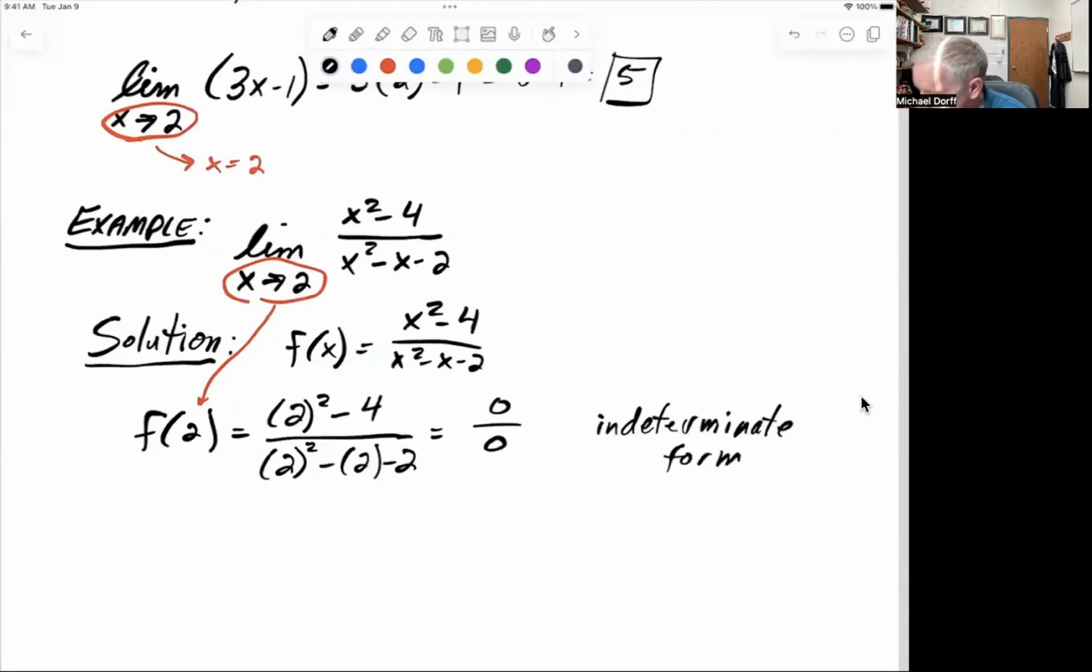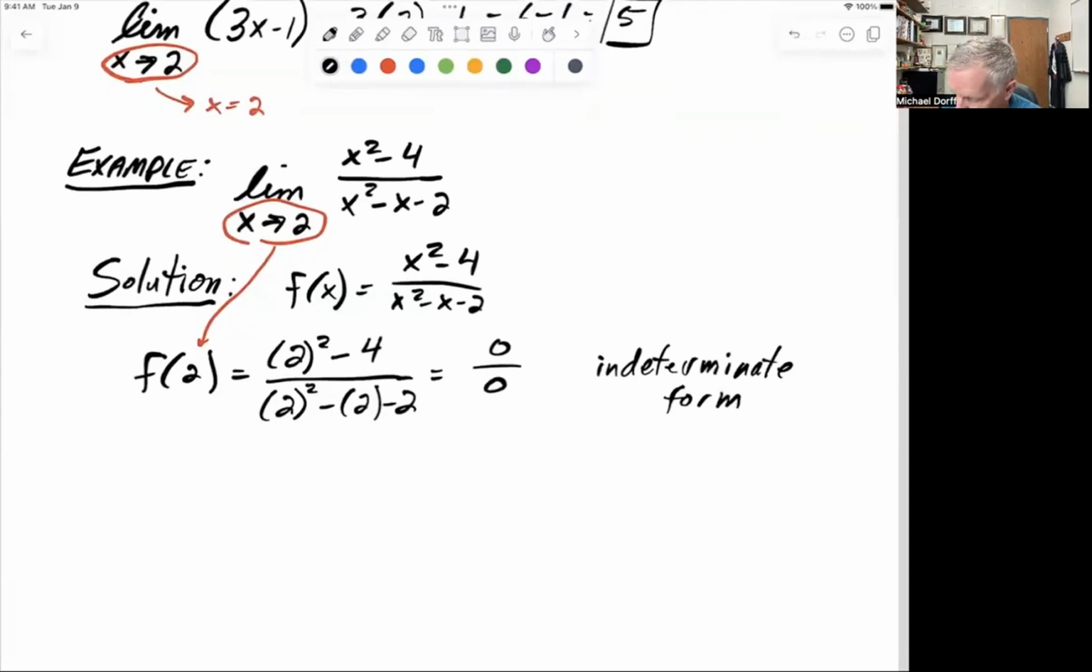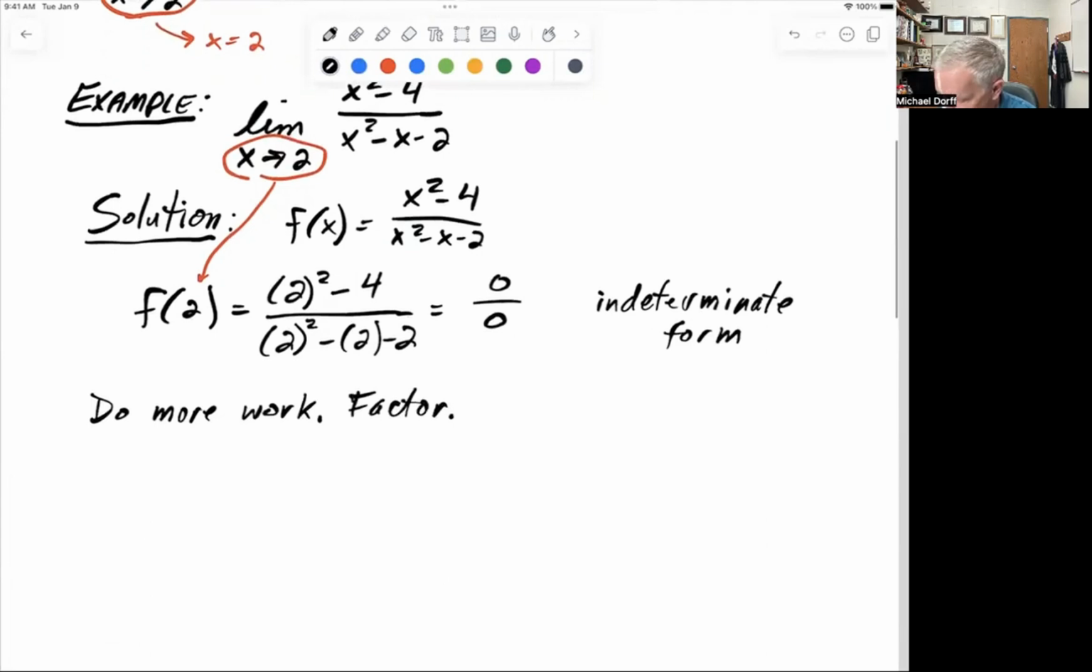What that means, it's not determined. The prefix in means not, so it's a not. You cannot determine what the answer is from this. So we have to do more work. And what is that more work that we're going to do? We're going to factor. So write my problem down.